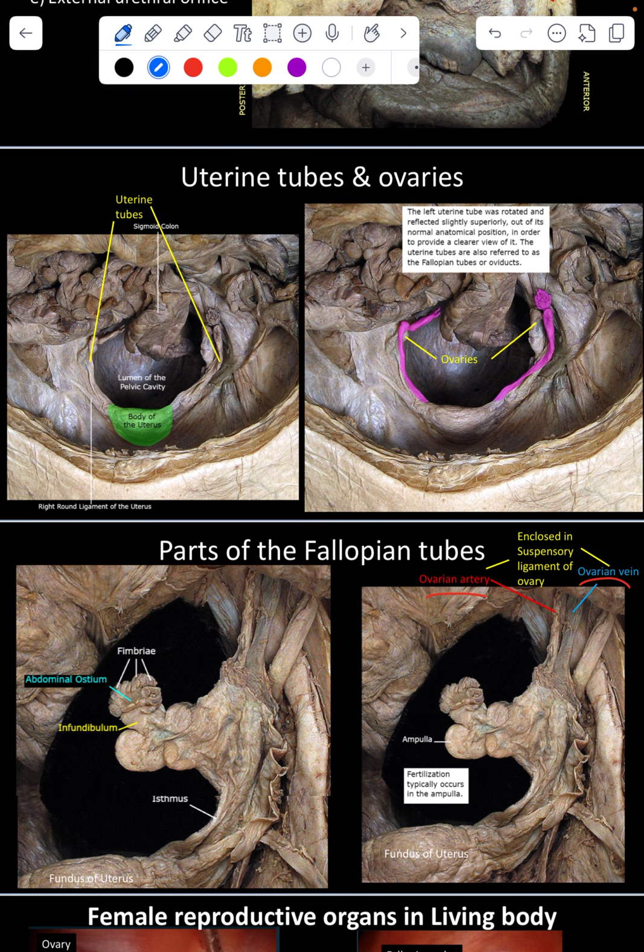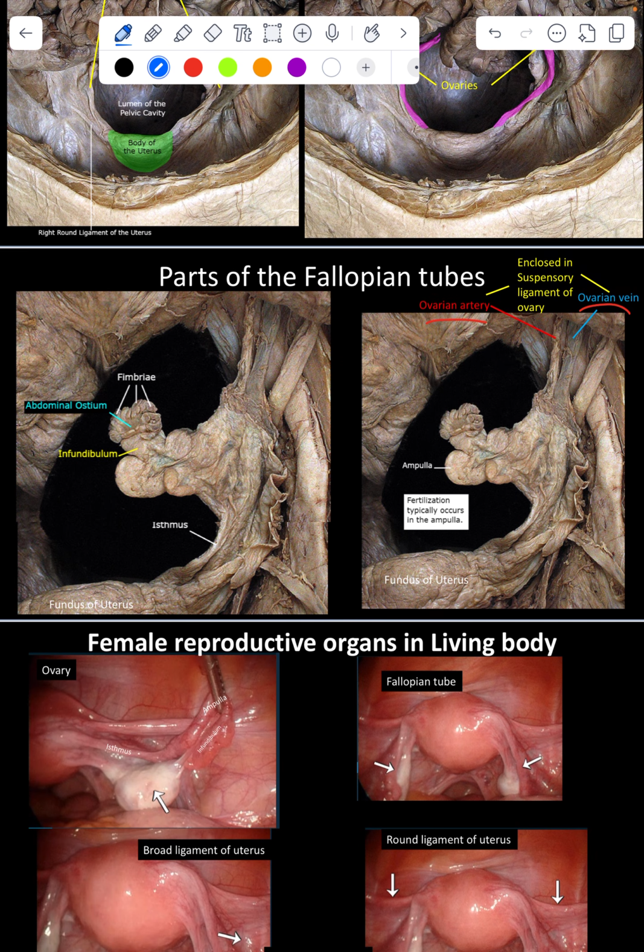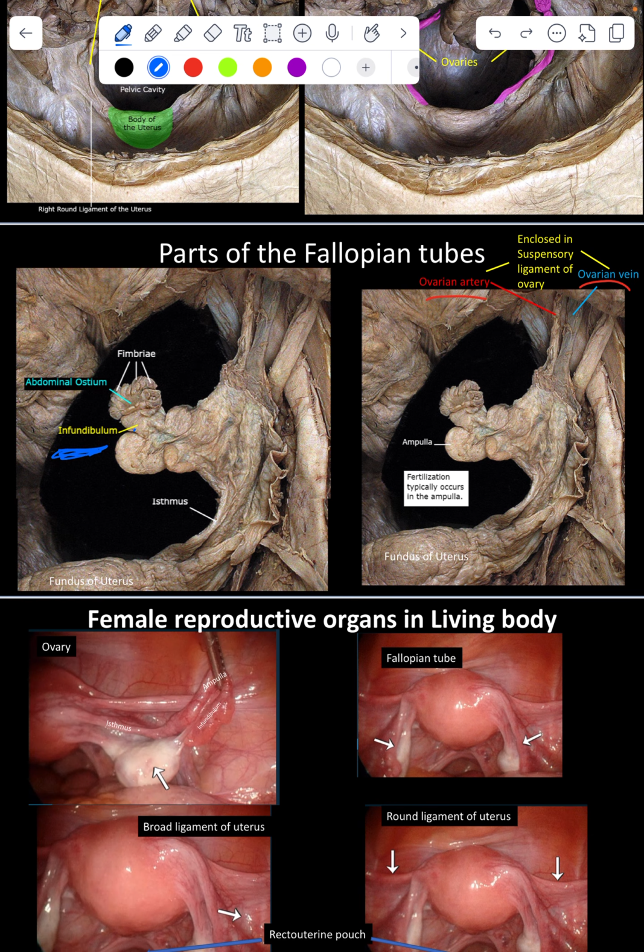Here, we already saw the ovaries. What else? This part is called the infundibulum, and the things that stick out are the fimbriae. These are kind of cool because they sort of bring things toward the ovary, or bring the ovary toward where it needs to go. So that's kind of cool. Those are called fimbriae.